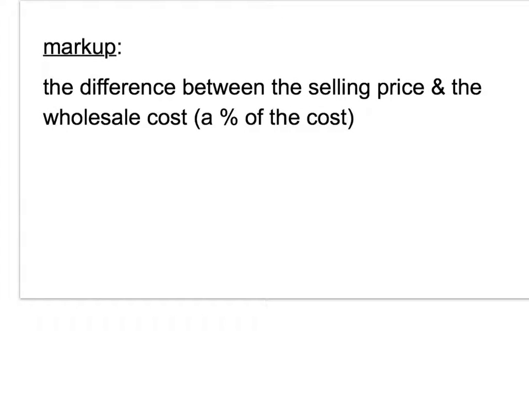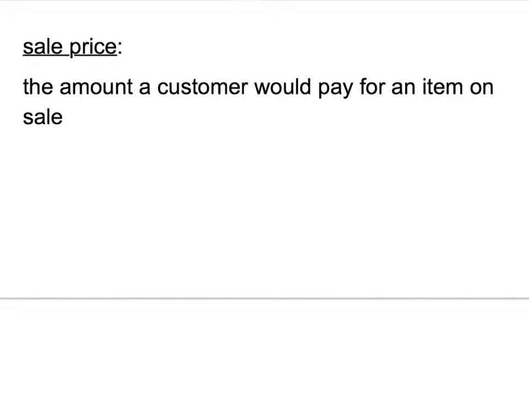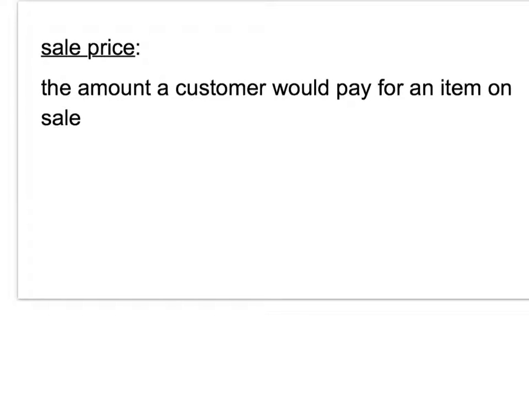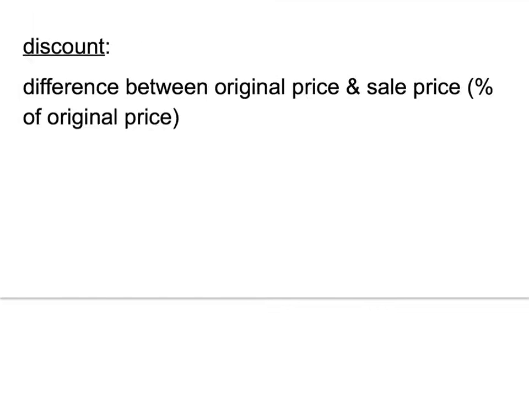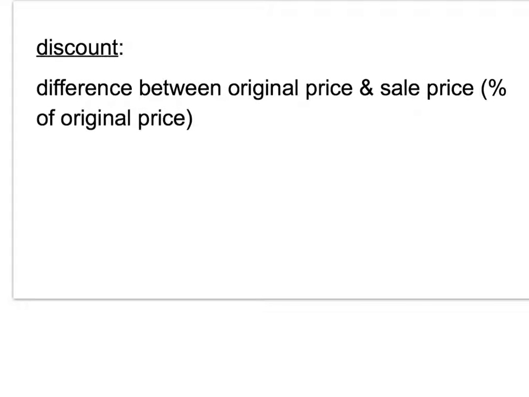Next is markup. The difference between the selling price and the wholesale cost. So it's a percent of the cost. Sale price is the amount a customer would pay for an item on sale. And then discount is the difference between the original price and the sale price. So it's a percent of the original price.